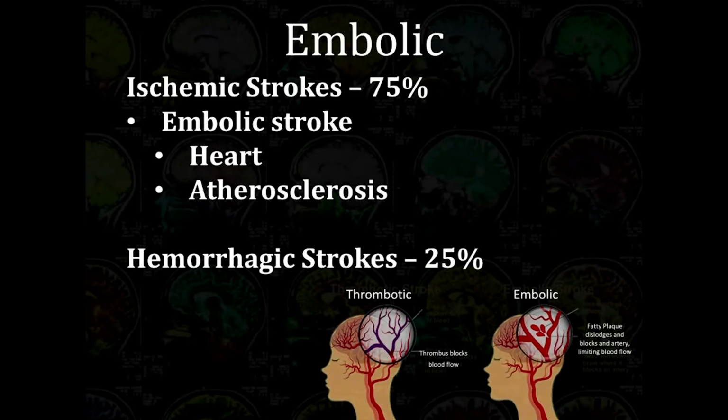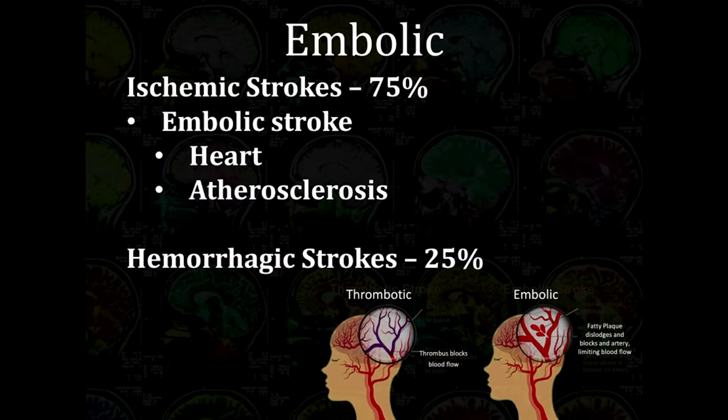Let's start off with embolic strokes. And really, when we think about ischemic strokes in general, 75% of all strokes are ischemic in nature, with the remaining 25% being deemed hemorrhagic. Embolic strokes most often originate from the heart, where we have atherosclerosis.